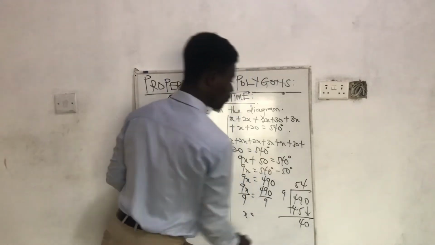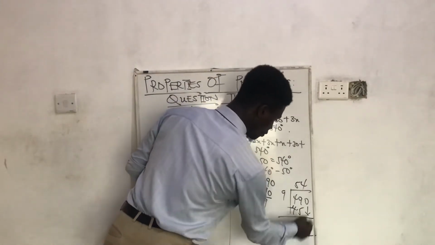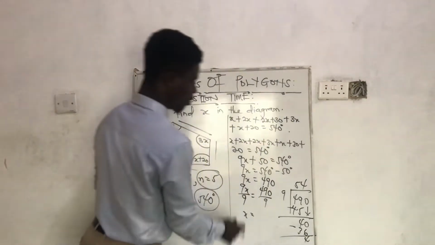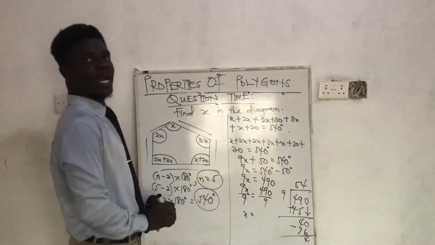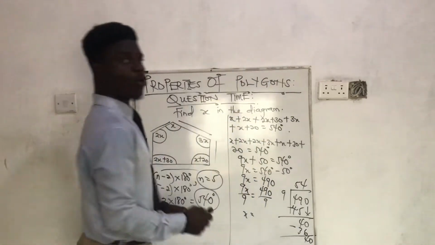So 4. Right. So 4 times 9 is what? 36. So when you subtract 40 minus 36, it is what? 4. So can 9 go into 4? No. So here there is no number again. So what will we do? We will add 0 to the 4, making what?